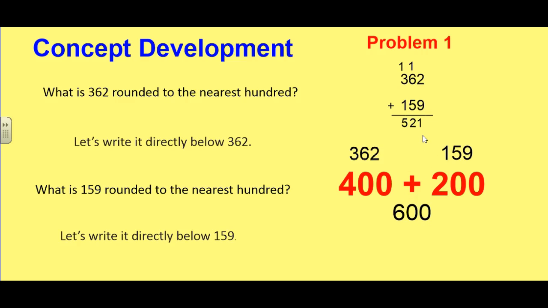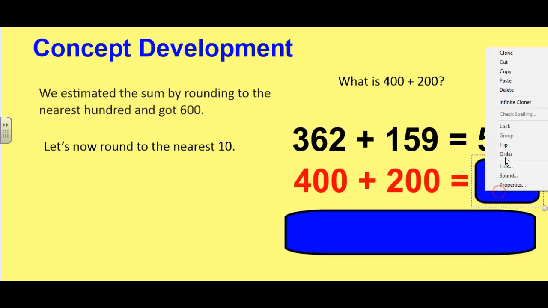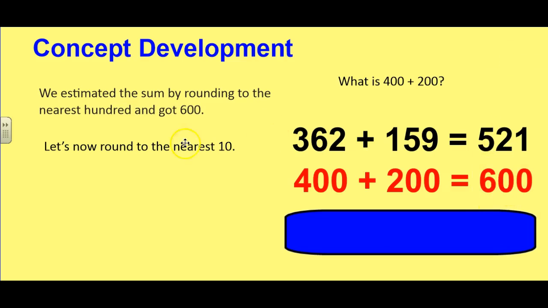So that's why next we're going to try rounding 362 and 159 to the nearest 10 and see if that would get us closer to our actual answer. Okay, so I'm going to put right here that it was equal to 521. We know from getting 400 and 200 that that was equal to 600. So now we're going to take 362 and 159 and round them to the nearest 10 and see if that will get us closer to 521.